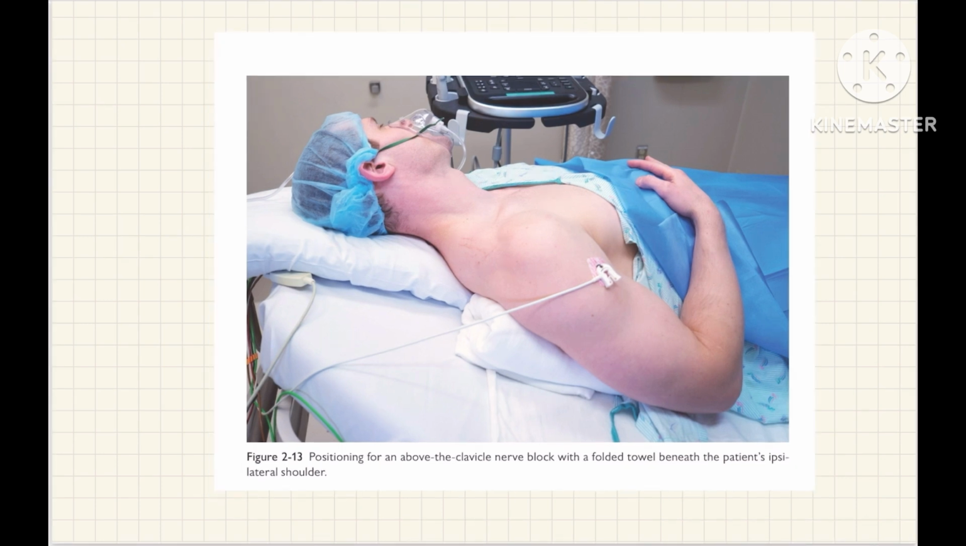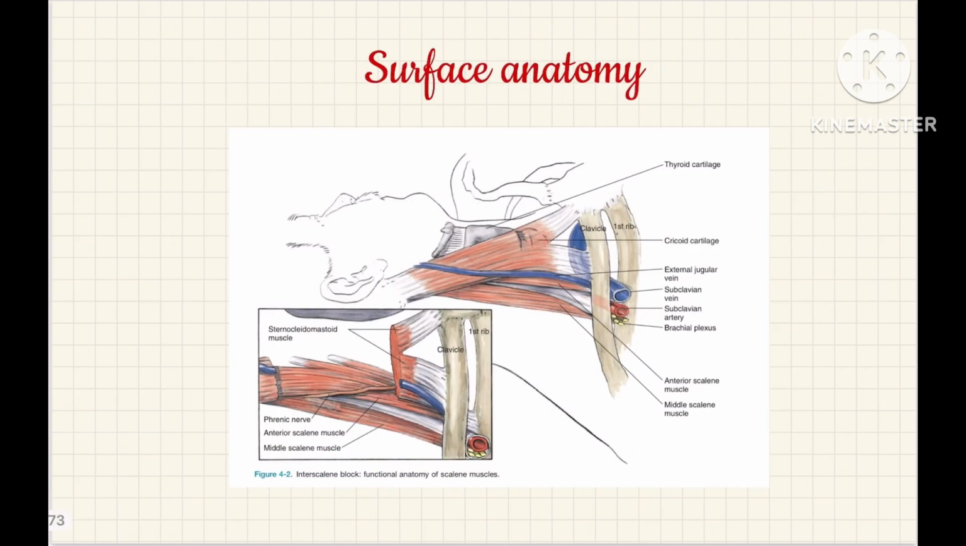Now that we have positioned the patient, let's see the surface anatomy of importance for us. The most important surface landmarks for this block are the larynx, the sternocleidomastoid muscle, and the external jugular vein. So, let's see in this image. Here is the thyroid cartilage, the cricoid cartilage, sternocleidomastoid muscle, the anterior scalene muscle, and the middle scalene muscle. And in between the two scalene muscles is the interscalene groove.